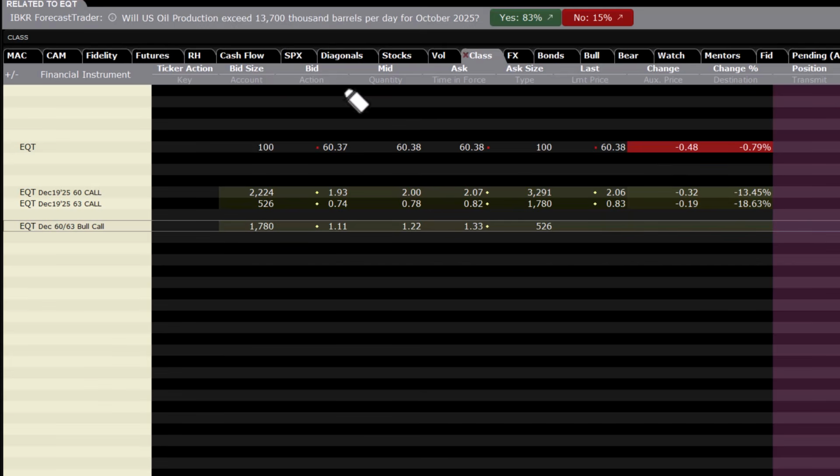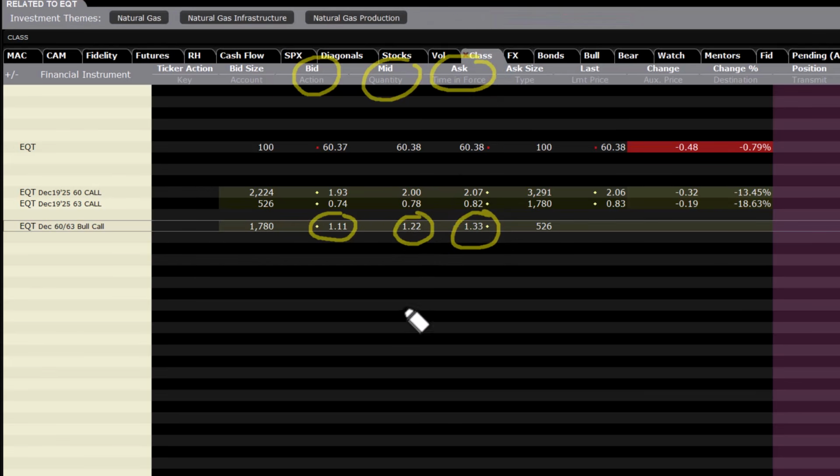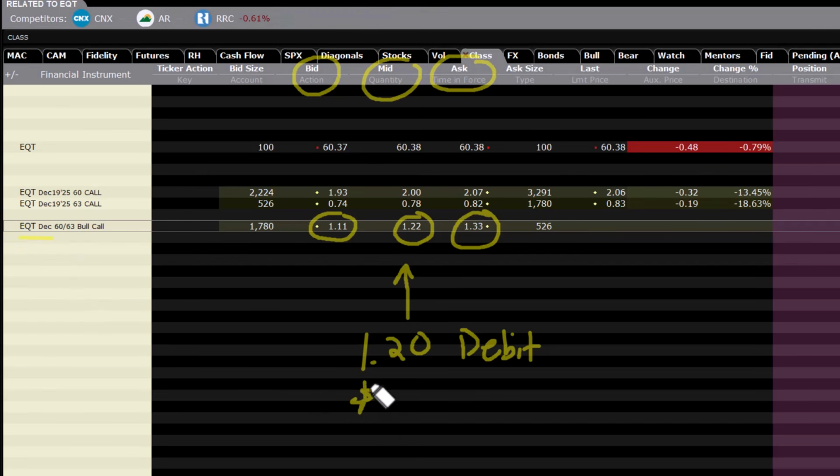See the columns here. This is your bid column. This is your midpoint. This is your ask column. So the midpoint, the mid value is about right there. We could probably get a little better price than the 122. Maybe we can get filled at $1.20. That means that we can put on a trade structured for EQT to go higher. We're only risking $120 per spread.